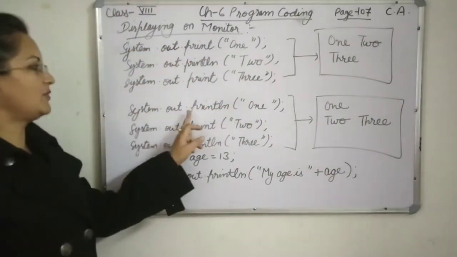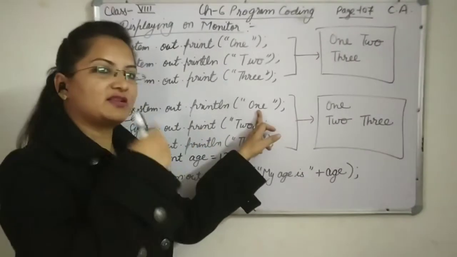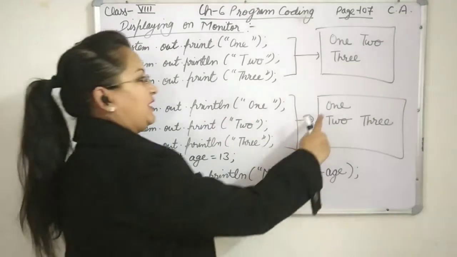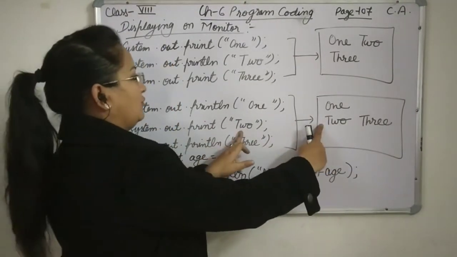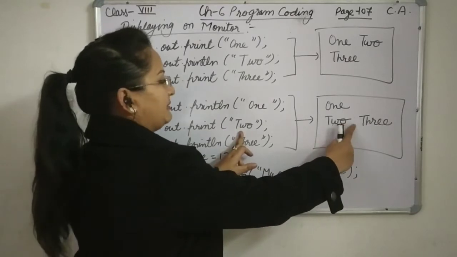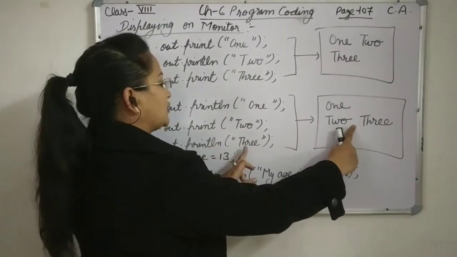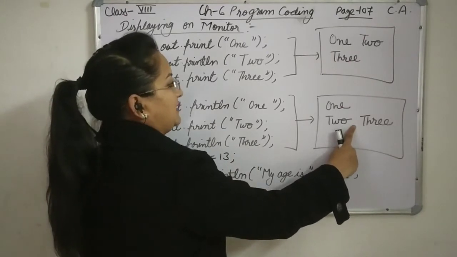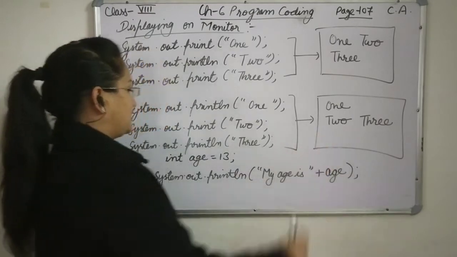Now here system.out.println. Ln means after printing 1, cursor will go to the next line. So same here, after printing 1, cursor comes here in the next line. Now print 2. 2 will be printed. Cursor will be here only because it is print here. Now println, you can see. So println 3. That means after printing 3, the cursor will come here in the next line.